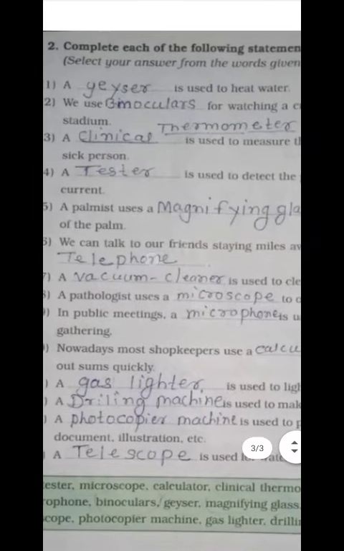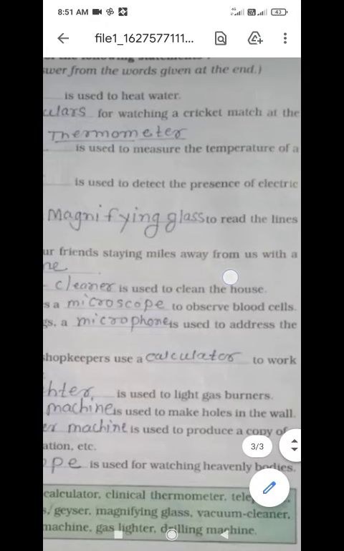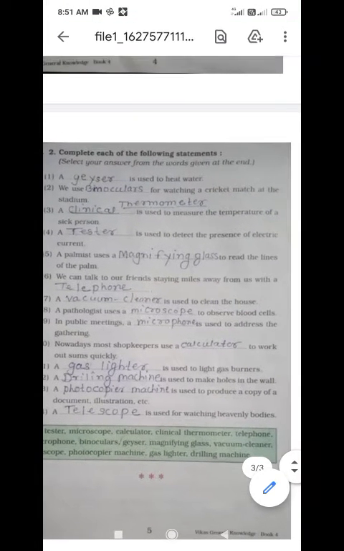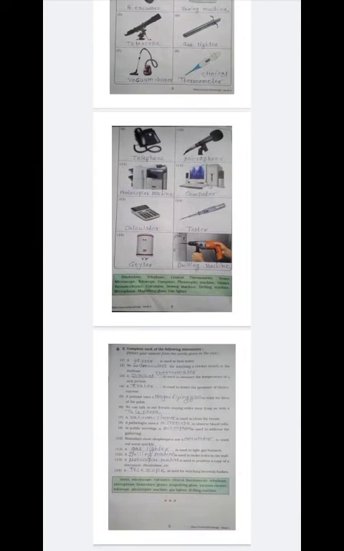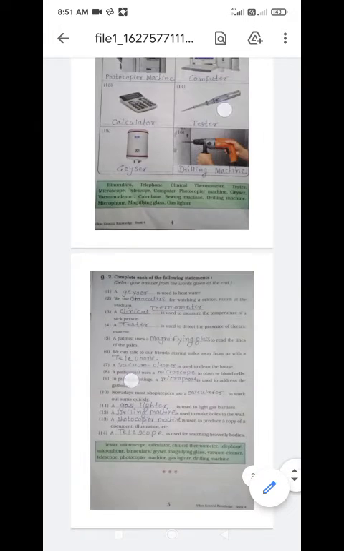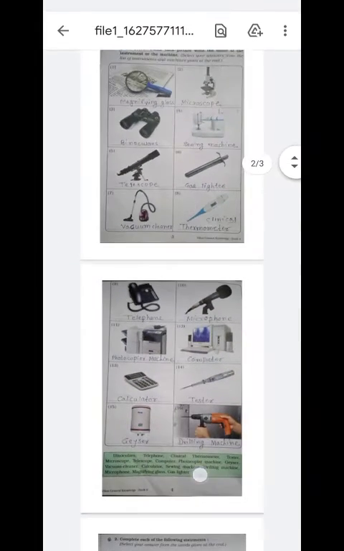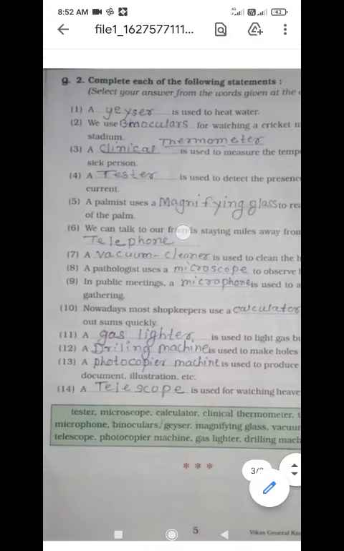We can talk to our friends staying miles away from us with a telephone. We can talk to our friends or teacher also staying miles away from us with a telephone. Now next. A vacuum cleaner is used to clean the house. A vacuum cleaner, this is a vacuum cleaner, is used to clean the house.